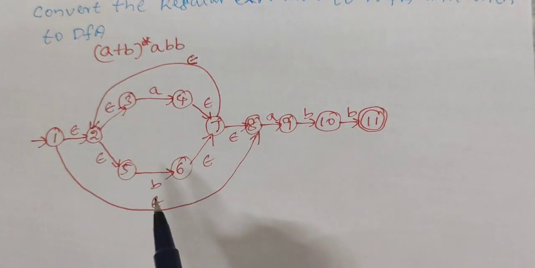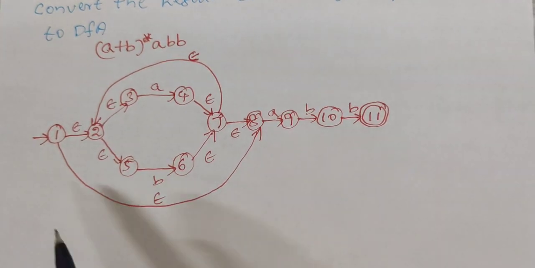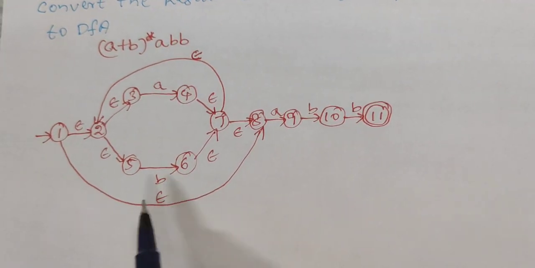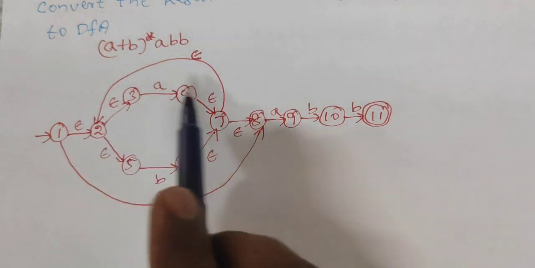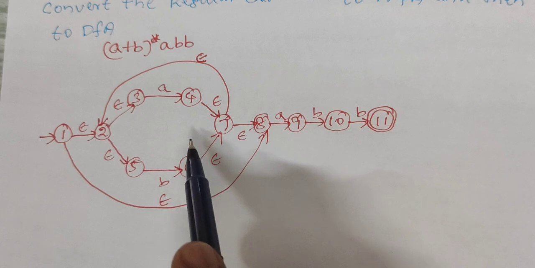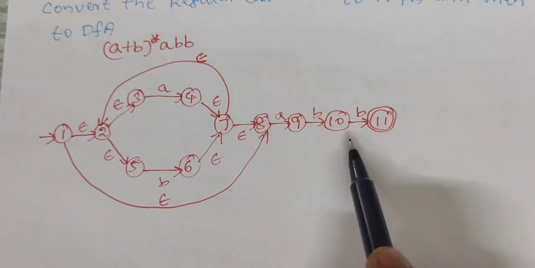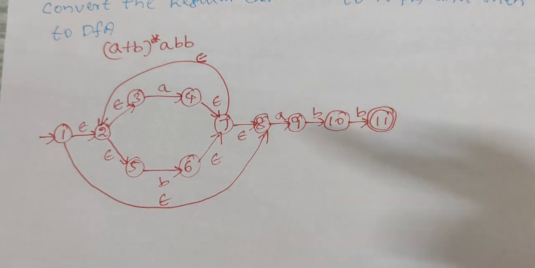it takes a diagrammatical form like this. It takes a form like this. We have a set of states spanning from 1 to 11. This first part is actually connected with (a+b)*, and the remaining part, spanning from 8 to 11, is connected with abb.